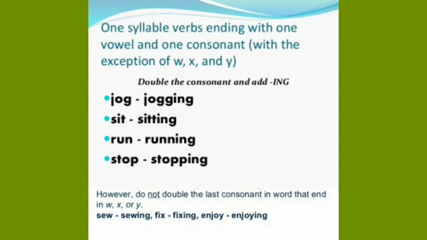Okay, one syllable verbs: jog, sit, run, stop. These are one syllable verbs. These verbs end with one consonant, and before that consonant you will get a vowel. For example, jog, this verb ends with the consonant G, and before that consonant you will get the vowel O. In that case you have to double the consonant and add ING. So you need to write double G and add ING. Jog, jogging. In the same way, sit, sitting, run, running, stop, stopping.